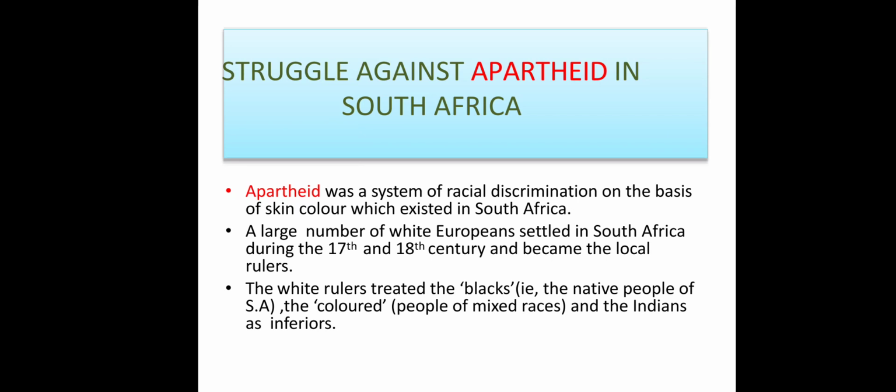Struggle against apartheid in South Africa. Apartheid was a system of racial discrimination on the basis of skin color which existed in South Africa. A large number of white Europeans settled in South Africa during the 17th and 18th centuries and became the local rulers. The white rulers treated the blacks, the coloured, and the Indians as inferiors. Blacks were called the native people of South Africa.